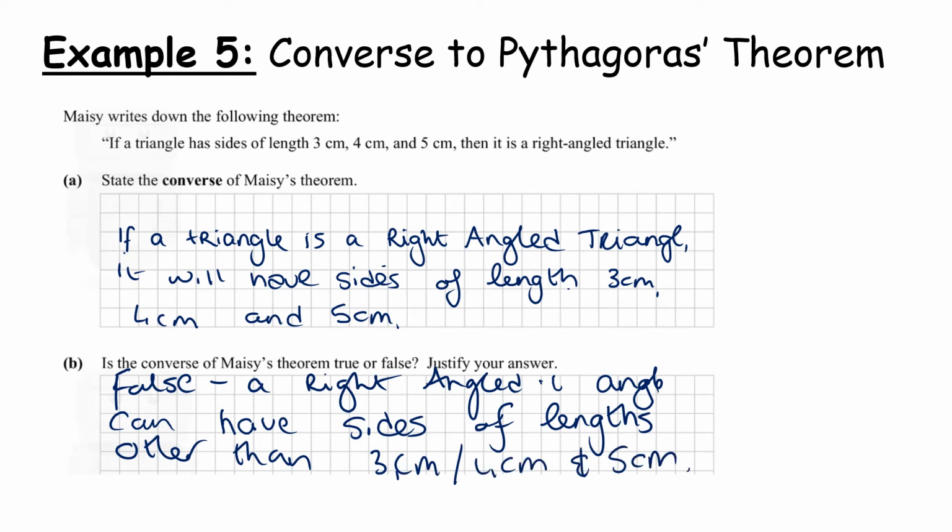So it's important to remember what we talked about on the previous slide, the fact that there are an infinite number of Pythagorean triples. So that means that there are an infinite number of right angle triangles that we could create. So it's not just this one in particular.